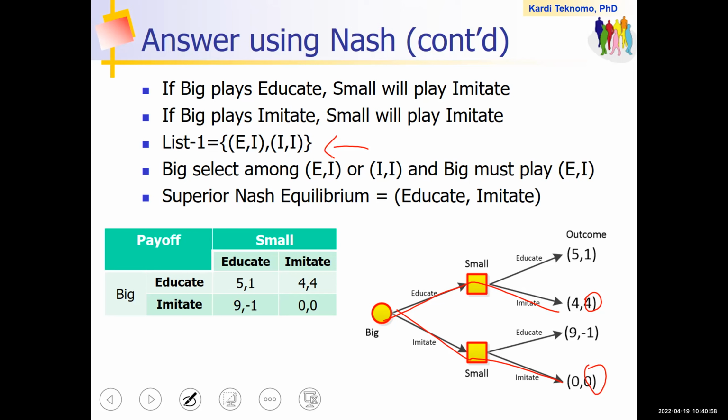So among these two, which one is dominant for the big player? Educate, imitate has 4, and here is 0, so 4 is winning, right? So in that case, educate, imitate is the superior Nash equilibrium for the big player. And then next, you try to reverse the role, so small plays first.